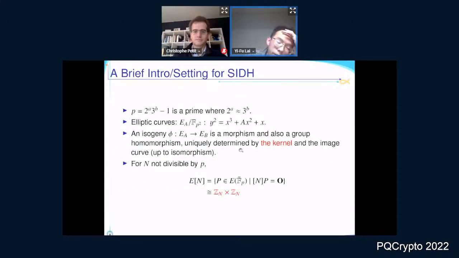So firstly, about SIDH, an isogeny is a morphism between two elliptic curves. And this isogeny's image curve is uniquely determined by the kernel. For the kernel of an isogeny, we consider the n-torsion subgroup, which means that the n times multiple of a point will go to the point at infinity. And a theorem tells us that it has a two-dimensional ring structure.